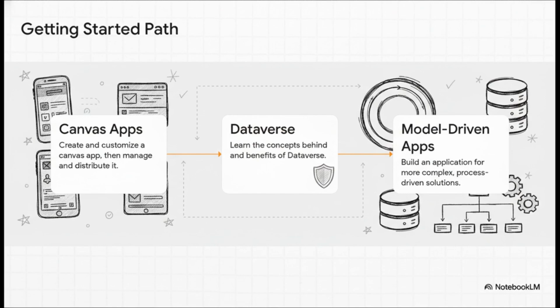First, you'll create something called a Canvas app. Think of it like a blank canvas where you have total creative control over how it looks and feels. Then you'll learn about Dataverse, which is basically the secure backbone that stores and manages all your app's data. And finally, you'll build a model-driven app, which is fantastic for creating really powerful solutions based on the data and business processes you already have.